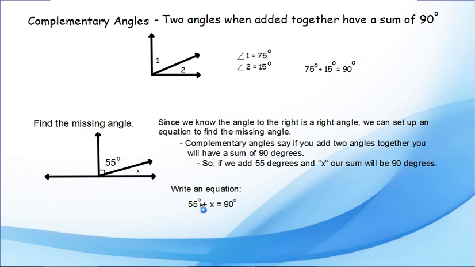So we got to get rid of this 55 because we want to isolate the variable, get it all by itself. So the opposite of positive 55 is negative 55. So we're going to subtract 55 from both sides. Golden rule says what we do to one side, we do to the other. So our 90 minus 55 is 35 degrees. So that's what our x equals. So if we plug that back in, we can check if we want to see that those equal 90 degrees.